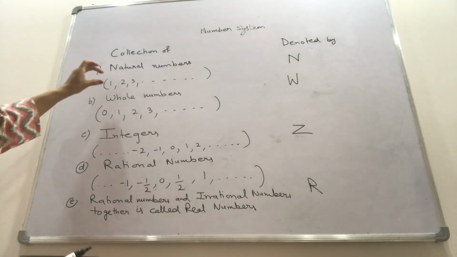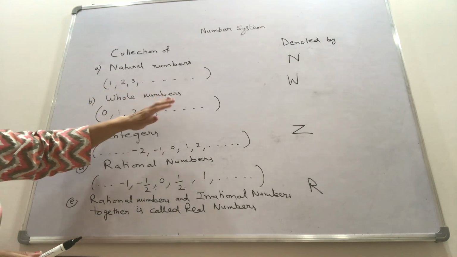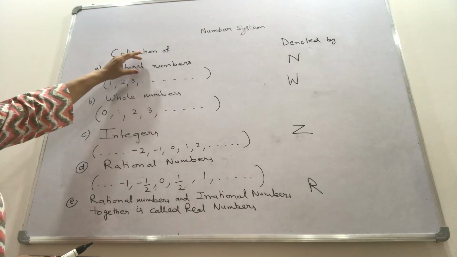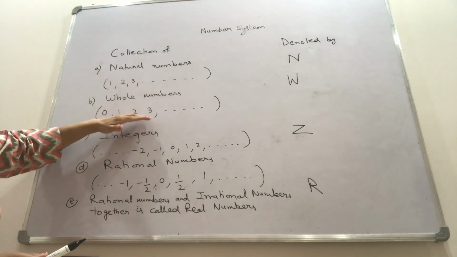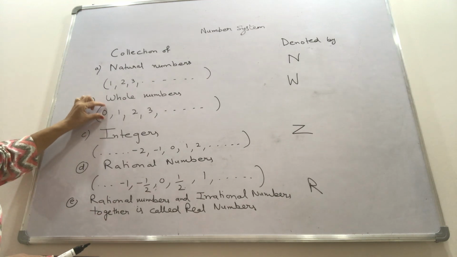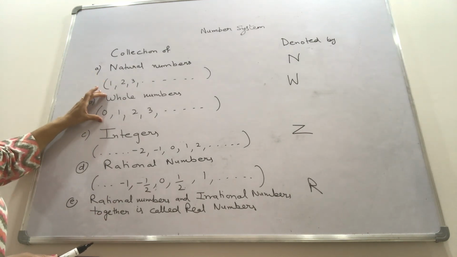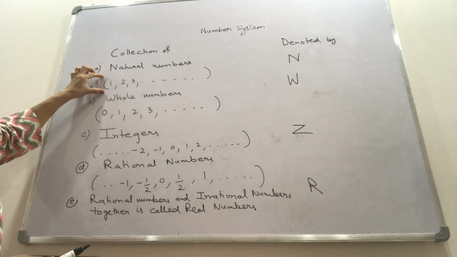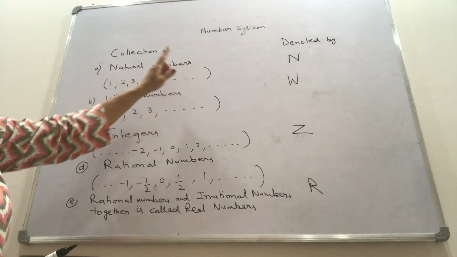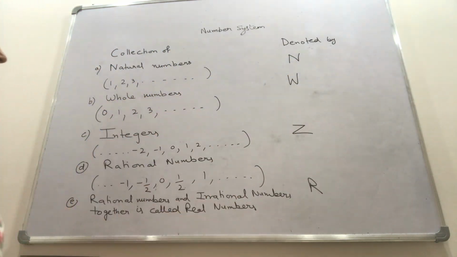Now you can see this 1, 2, 3 is seen here also. So from here we can say all natural numbers are whole numbers. But this 0 cannot be seen here. So we can say all whole numbers are not natural numbers. So you must know what each collection has and what it is denoted by.